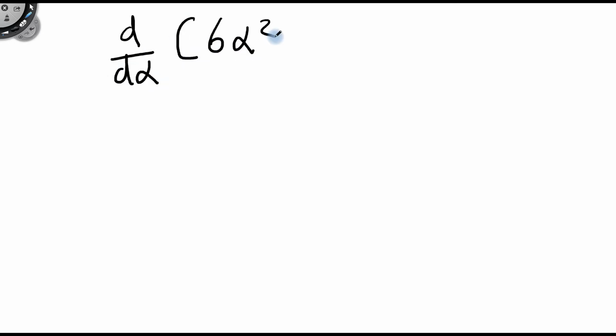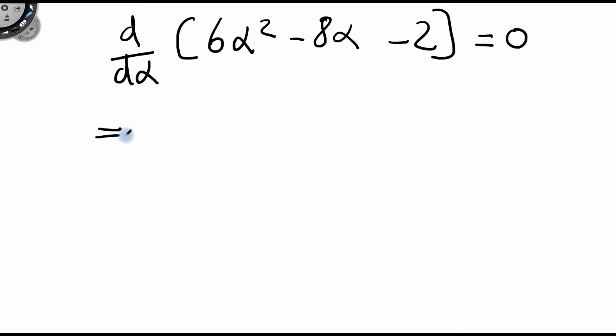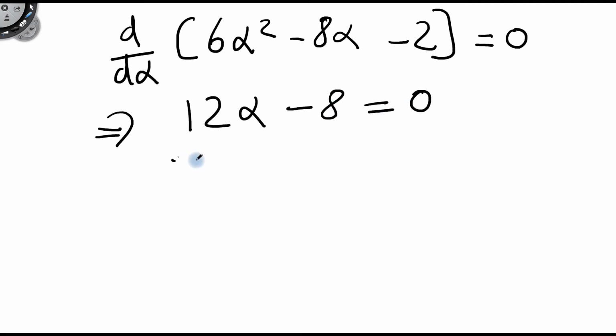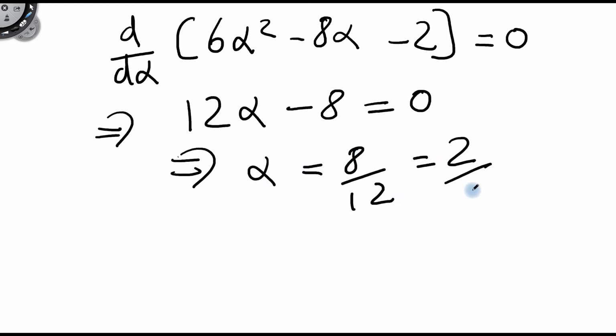So let's just get up to the next stage. So we've got d by d alpha of 6 alpha squared minus 8 alpha minus 2, which implies that d by d alpha, so this is just 12 alpha minus 8 equals 0. So it implies alpha equals 8 on 12, which is 2 on 3.